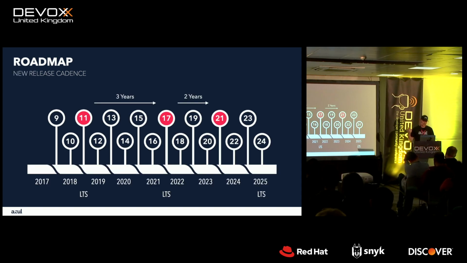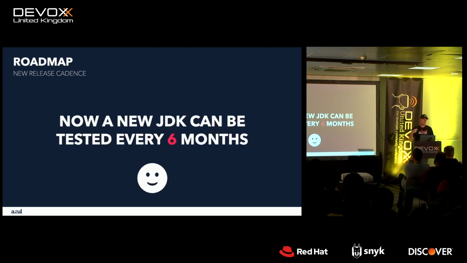These days, we have this kind of release cadence, and you see a lot of releases coming out. The pink ones are the so-called LTS releases. I will come to what that means. It means long-term support version. They started with 3 years, now it's a 2-year cycle, which is great. So that means in the meantime, you can test a new JDK every 6 months, which is cool, because you can test new features very early and make sure that with the next LTS, it will work.